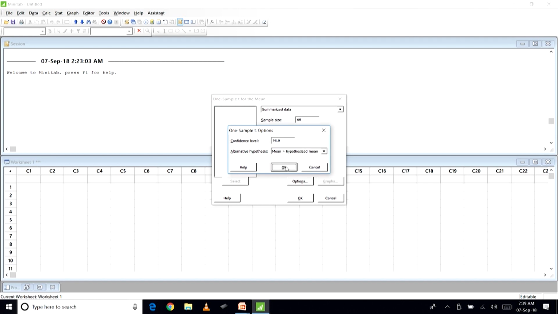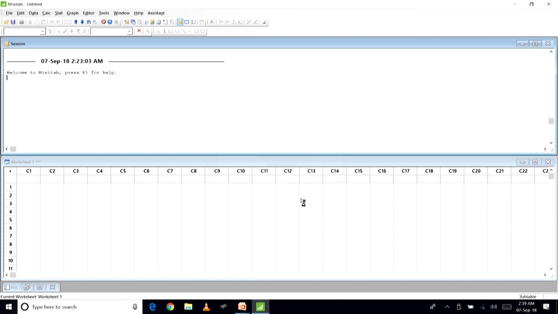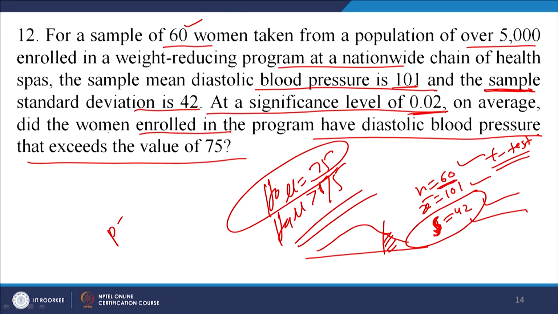Let us look at the answer to this question. Click OK. So, P is 0.000. Here are the null hypothesis and alternative hypothesis. So, P is 0 here. Let us take a decision. P is 0, alpha is 0.02. Is P less than alpha? Yes, P is less than alpha. So, we will reject the null hypothesis, reject H naught.